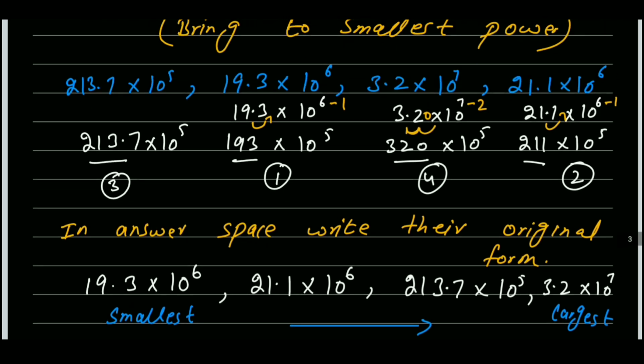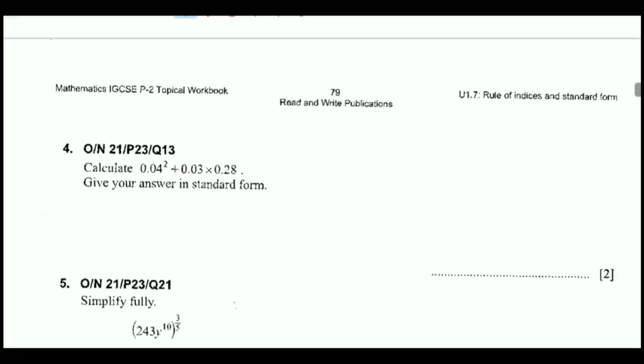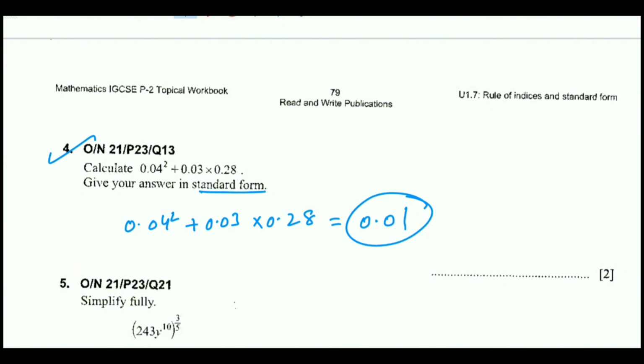Okay, so let's do now some past paper questions. We can see this question number 4. Question number 4 is of standard form. Calculate this, give your answer in standard form. So what we have to do here, put this value in the calculator, and you will get your answer, that will be 0.01. So here what you have to do now, you have to convert it in standard form.